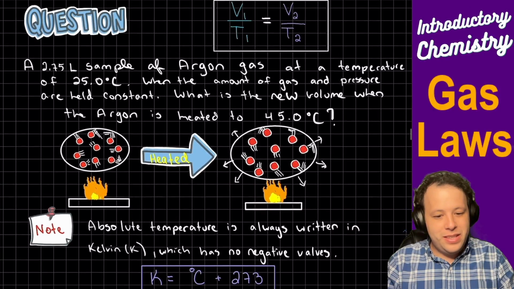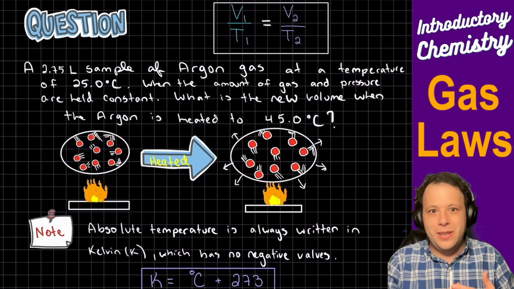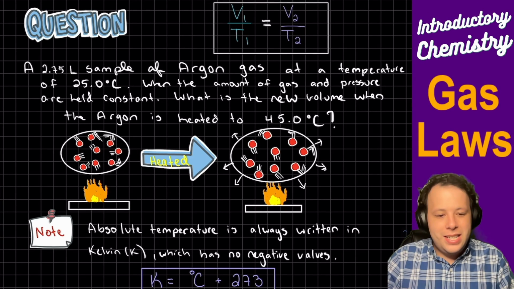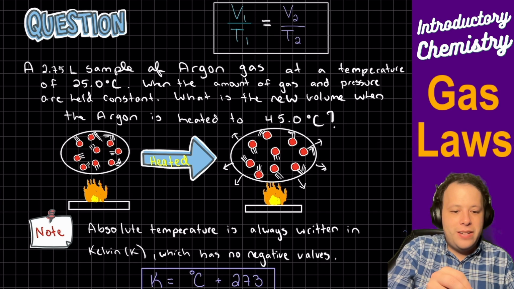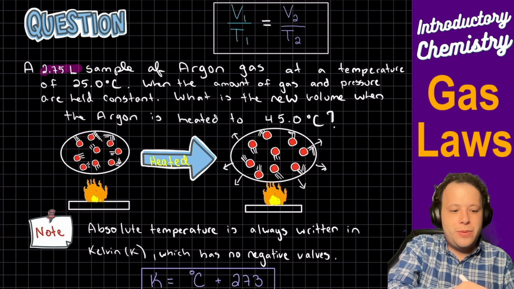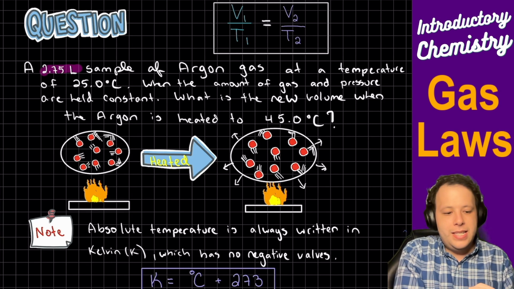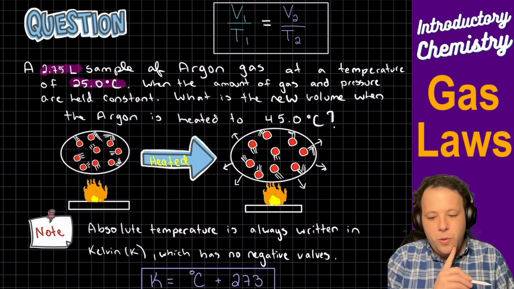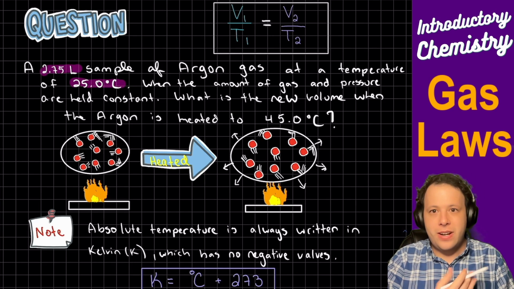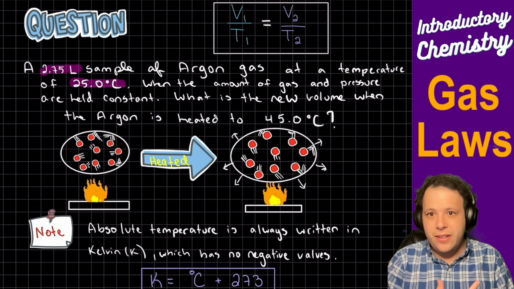So the idea with this one, if I have the following question: I have a 2.75 liter sample, so we have a volume, and it's at a temperature of 25 degrees C, when the amount of gas and pressure are held constant. Being that's telling you that it's not relevant to this problem, it's helping you decide which formula to use.